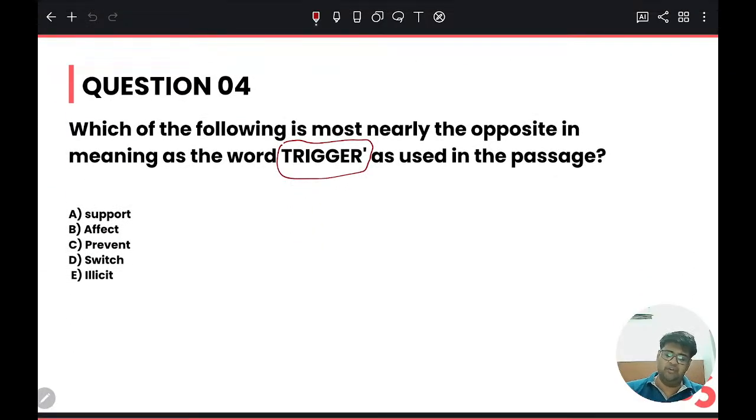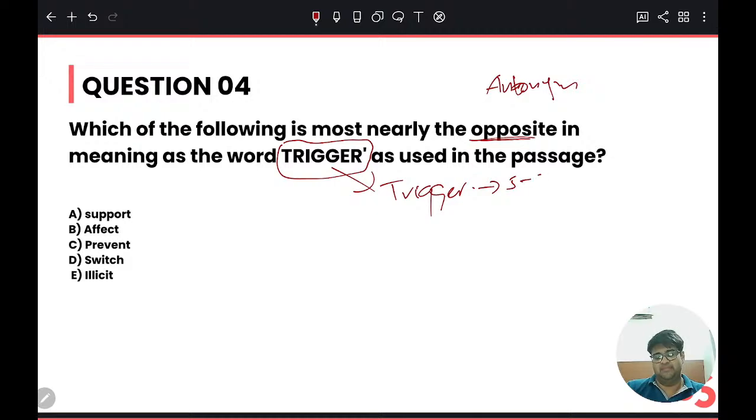Which of the following is most nearly the opposite? So you have to pick out the antonym of the word trigger. Today evening itself I have used trigger at least 5 to 6 times. So you know trigger, it's cause. Now, support is not its antonym, effect is not its antonym, prevent is its antonym, switch is not its antonym, elicit is not its antonym. So C would be my answer.